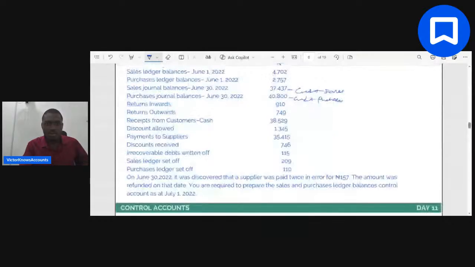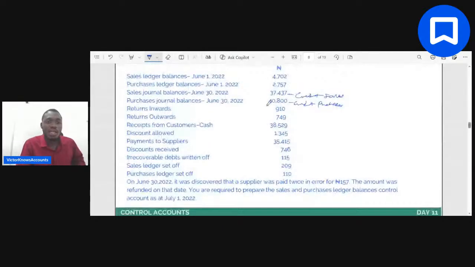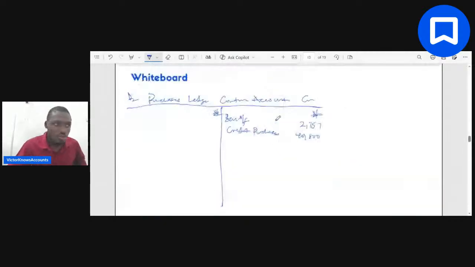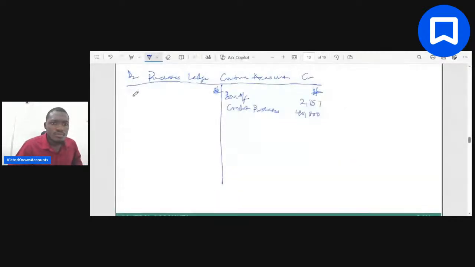Let's go back to the question. Returns inwards, we have used it, it does not belong here. Returns outward is reducing debt. So you come here and say returns outward. Don't forget, another name for returns outward is purchases return, and another name for returns inward is sales return. So we have 749.